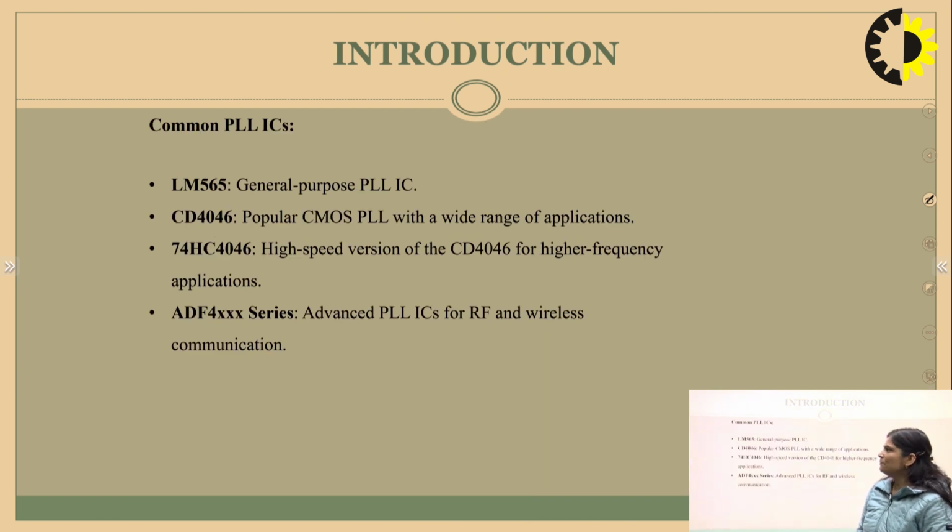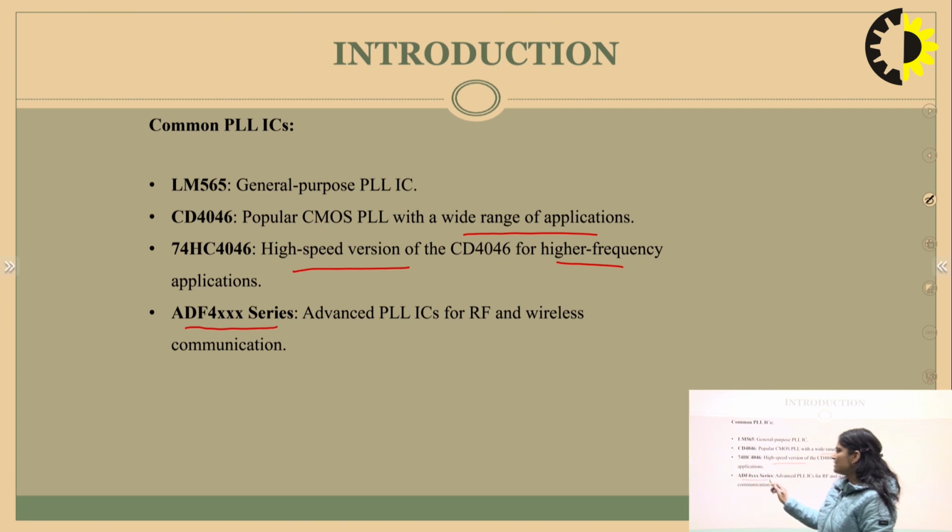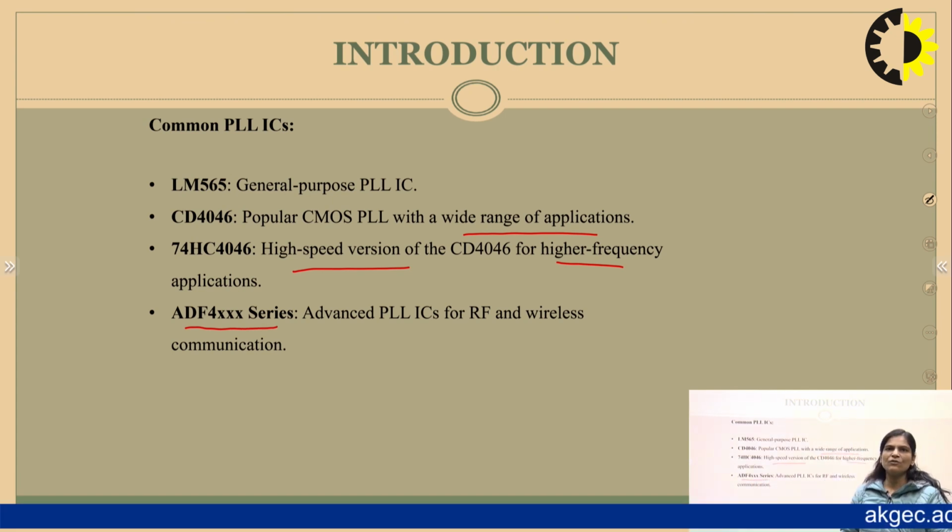These are common PLL ICs. LM565, this is used for general purpose PLL IC. Second is CD4046, this is the most popular CMOS PLL IC with a wide range of applications. Now 74HC4046, this IC is a high speed version of CD4046 for high frequency applications. Now ADF4 series, advanced PLL ICs for RF and wireless communication. So, these are the most common PLL ICs.